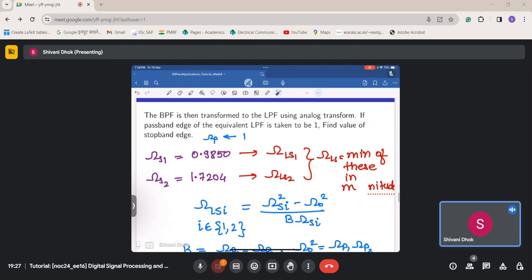So what I mean is, this is my low pass filter. This is my omega p, and this will be my omega s. So if my omega s is small, this transition width will be low and I'll have a better filter. So that's why I'll go for a tighter constraint to design a better filter. That's why I'll take the minimum of these two, but in magnitude.